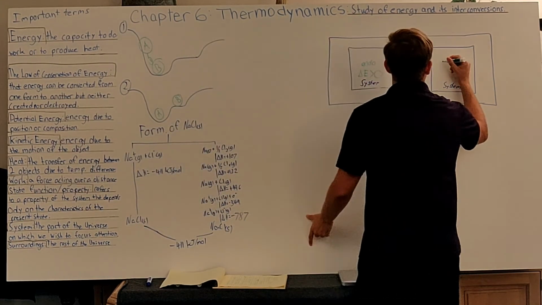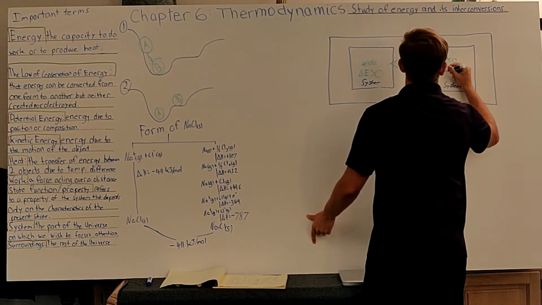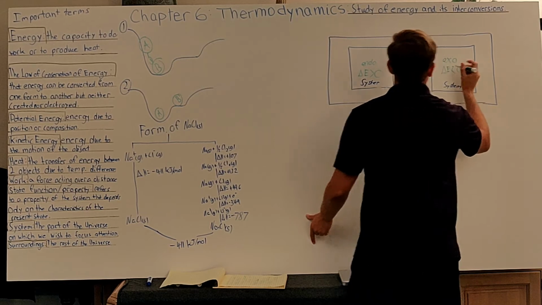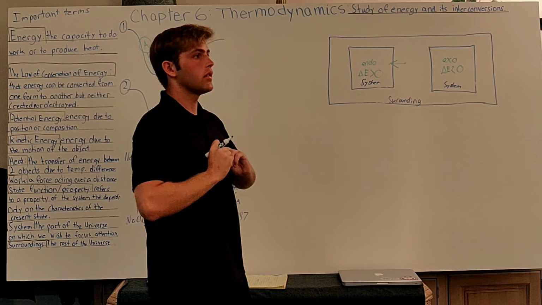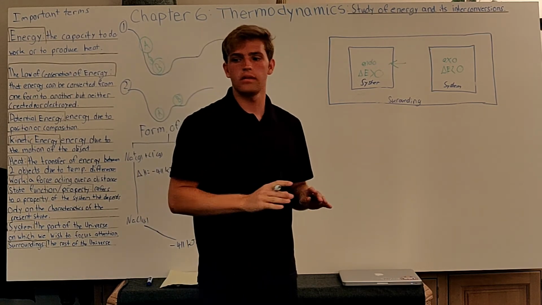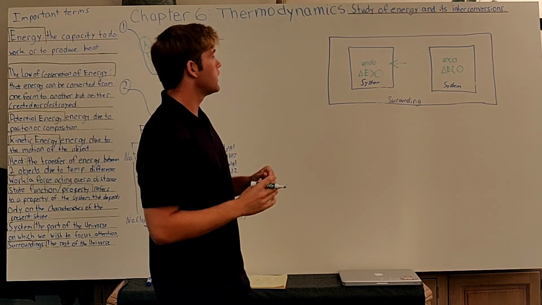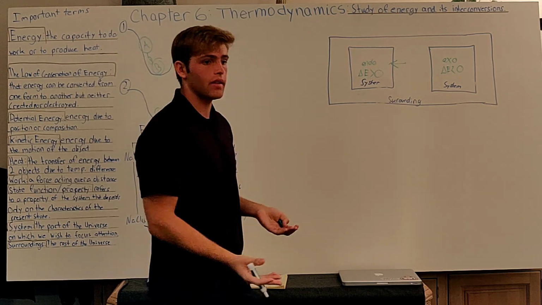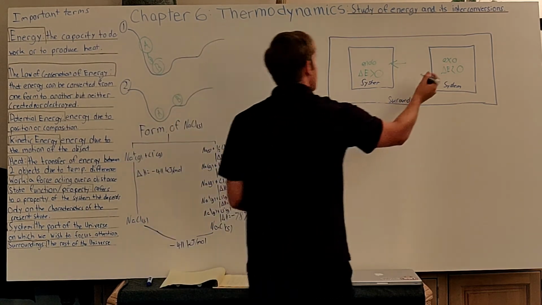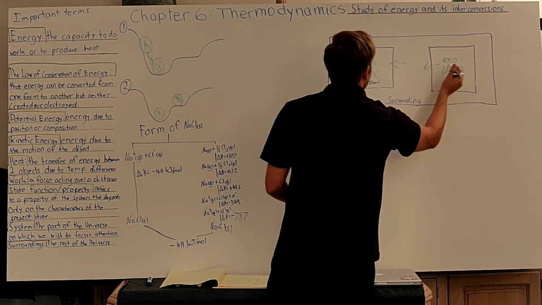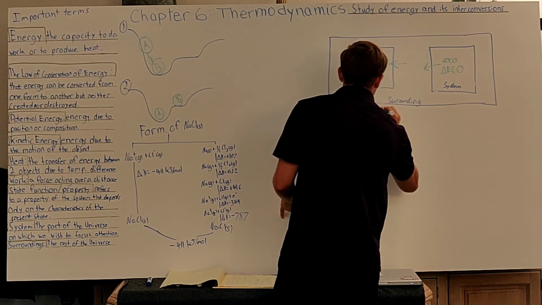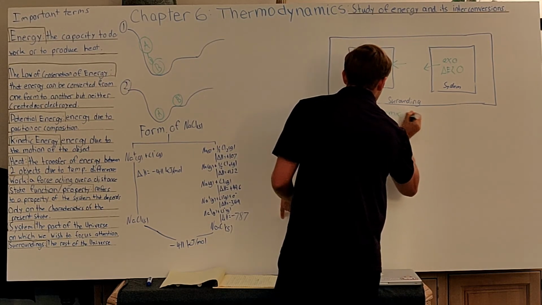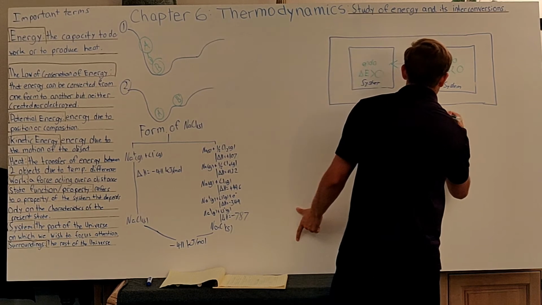So now we have exothermic. The change of E is less than 0. Exothermic means that you're releasing energy, and endothermic means you're absorbing energy. So which way are we going to draw the arrow? Yeah, you're going to draw it out, releasing energy. So you have endothermic and exothermic.